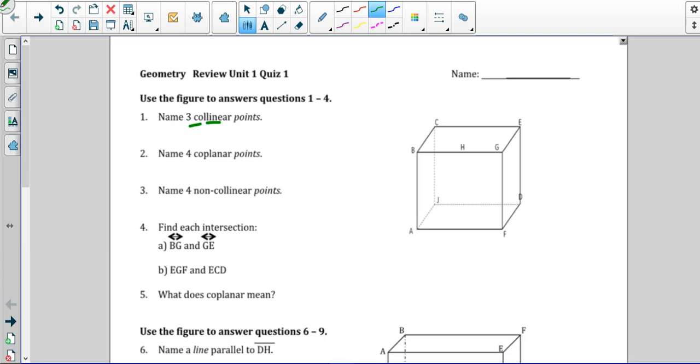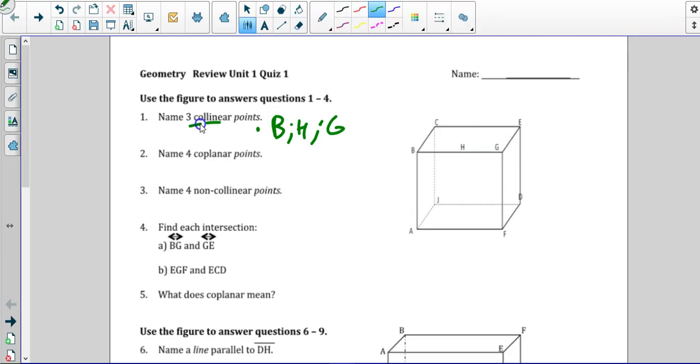In this case, there's only one answer, and that's right here. That's the only place where we see 3 letters on the same line. So that would be B, H, and G. Please use commas, or you can say point B, point H, point G. But don't just write BHG.